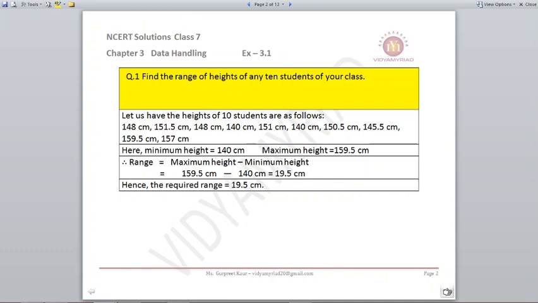Now this question is related to heights. So range will be maximum height minus minimum height. As per this question, I have taken maximum height as 159.5 and your minimum height is 140. So your range is 19.5 centimeters.